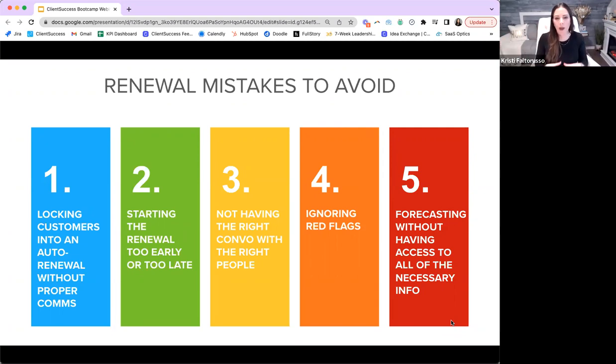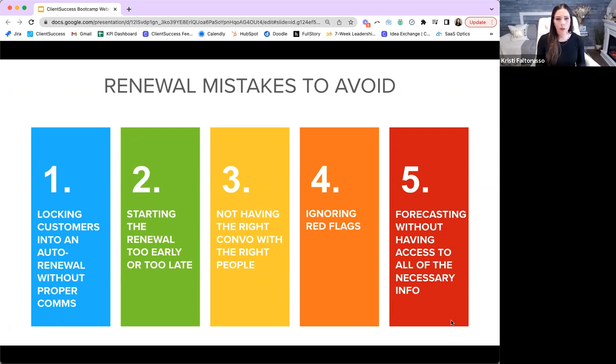This is why, going back to MEDDPICC and that second bullet there, your economic buyer is so key, right? All the parts of MEDDPICC ensure that you avoid a lot of this. And that's why we've followed that process, but not having the right conversations with the right people literally will burn you every time. So you've got to make sure that you're getting buy-in from everybody that's part of this process. And you've got to know who those people are. So make sure that that's happening.